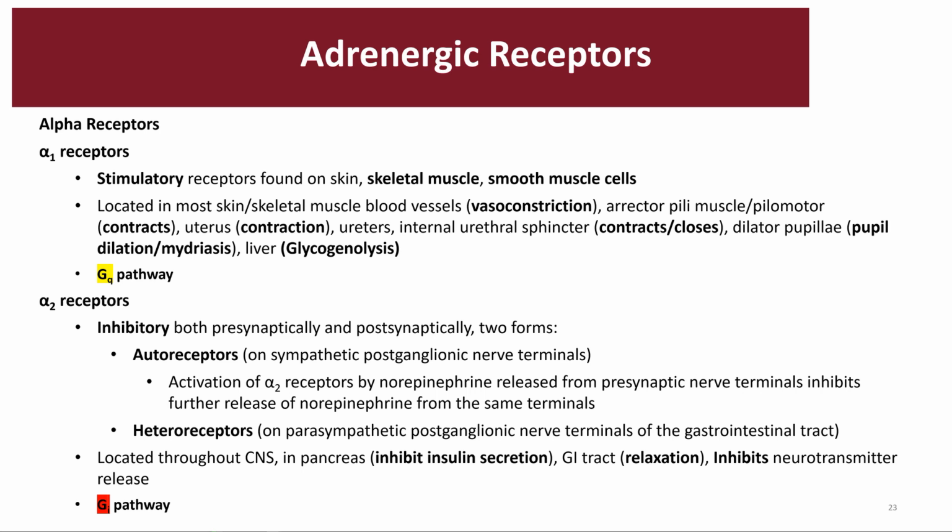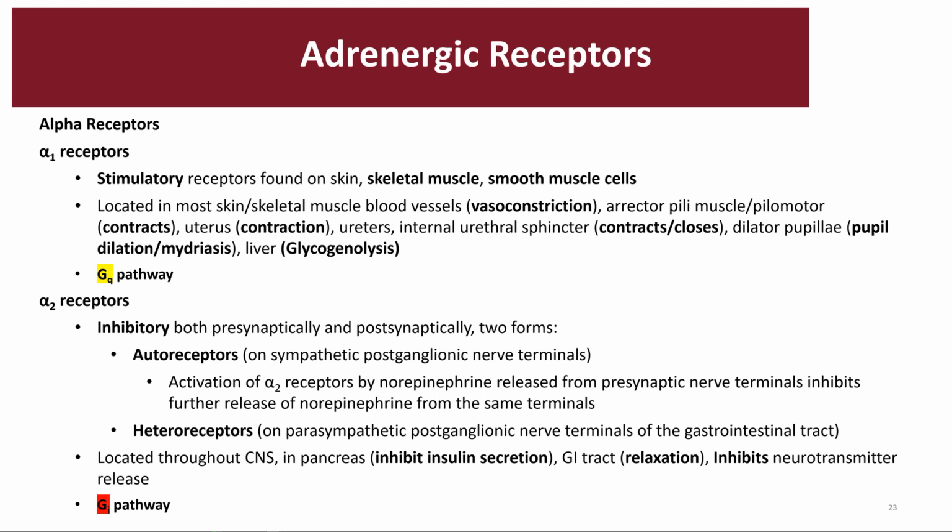They also are found inside the uterus for contraction, the ureters, and the internal urethral sphincter for contracting down and not allowing urination to occur. And of course, they are also found inside your eyes. They are responsible for dilating the pupil, leading to the opening of the iris, what we call mydriasis. Alpha 1 receptors are also found inside the liver, which can spike up glycogenolysis, the process of releasing glycogen and therefore allowing the sugar to be increased in the bloodstream. Alpha 1 receptors follow the Gq pathway.